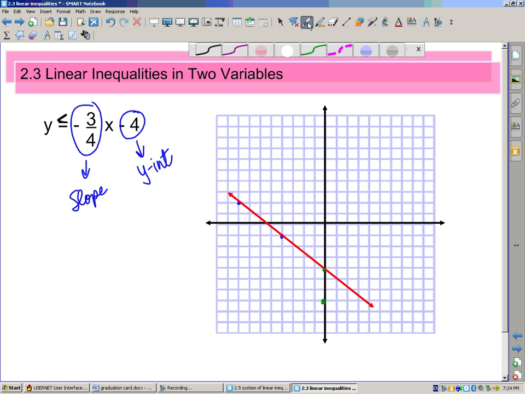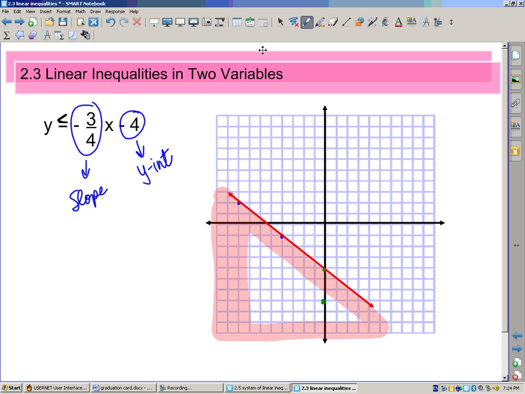And so when we're shading, we're going to shade that whole region where all the y's are going to be less than that line. Now, this says less than or equal to. That's why we have a solid line. If I was to change it and I said, what about where y is greater than -3/4x minus 4? Now I've changed the question.